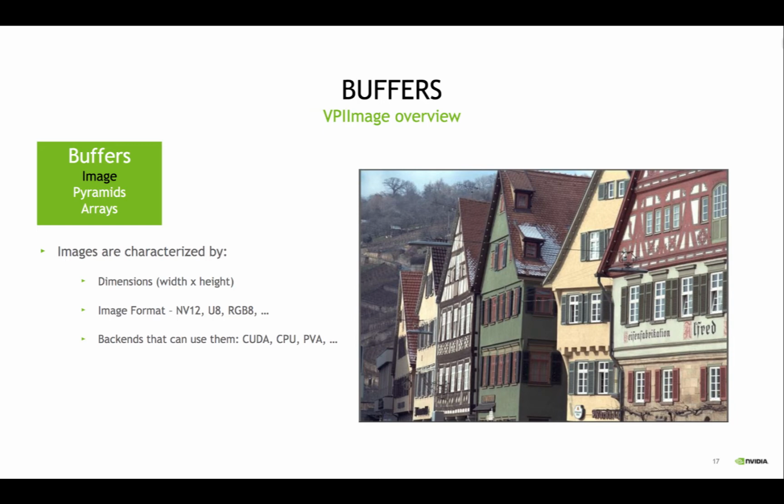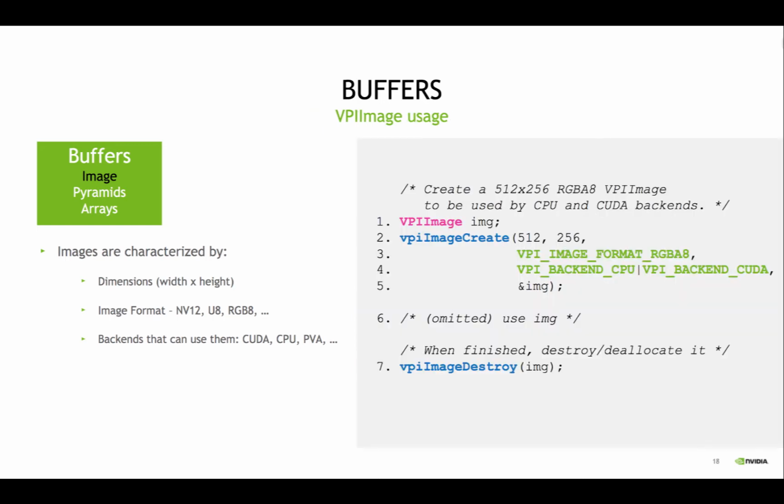This is actually a common theme in VPI. Several components require the user to define which backends will end up using them. This allows VPI to optimize resource allocation only for the backends needed. Here's a small example of how a VPI image can be used. On line 1, we declare a variable that will store the VPI handle created on line 2. This call will create a 512 by 256 RGB8 image to be used by the CPU and CUDA backends. The variable that stores the handle to the created image is passed then as the last parameter. Here, we are explicitly passing two backends in the image flags parameter.